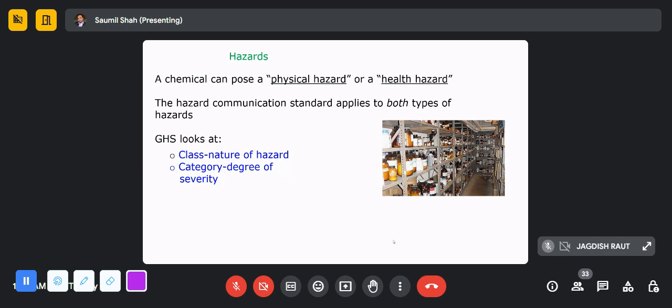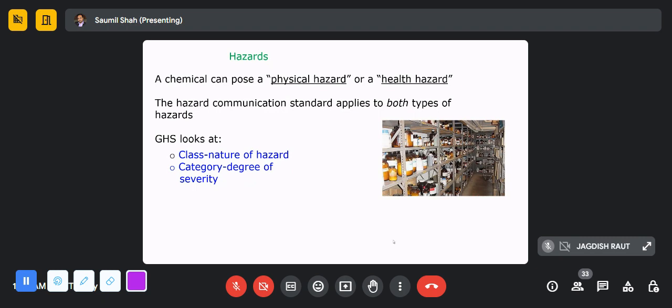A sudden earthquake can be possible. So hazards are there, you cannot ignore that. Hazards are everywhere, wherever you are, at classroom, at your home, at your industry, wherever. But you have to deal with these hazards by providing safety measures. So a chemical can pose a physical hazard or a health hazard. See, hazards are of so many types, but we are discussing physical hazards and health hazards.